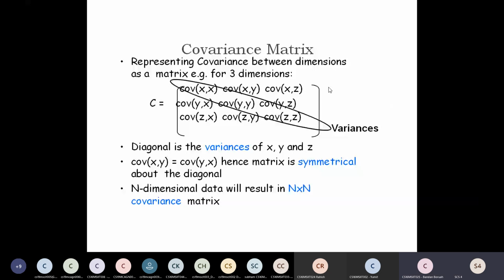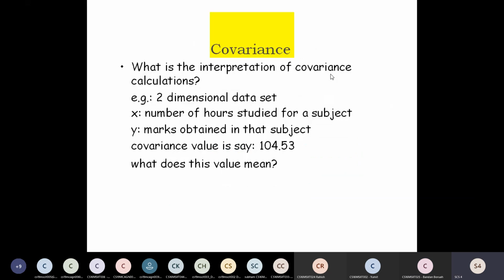Okay, thank you. So covariance again. Let's continue the discussion. What is the interpretation of covariance calculation? Two-dimensional analysis, X number of hours studied for a subject, say Y marks obtained in the subject. So covariance value, say suppose 104.50. What does this value mean?